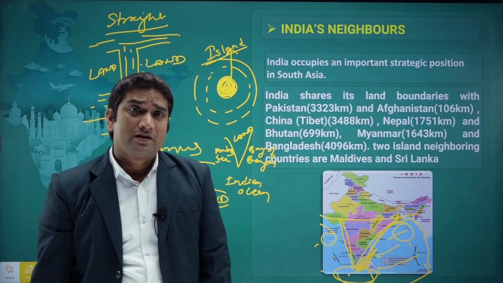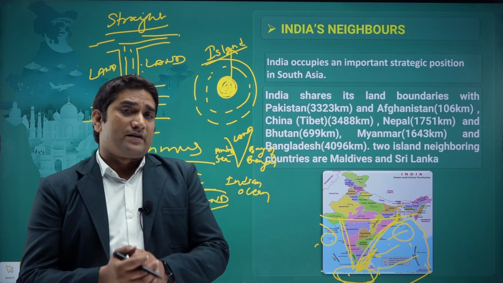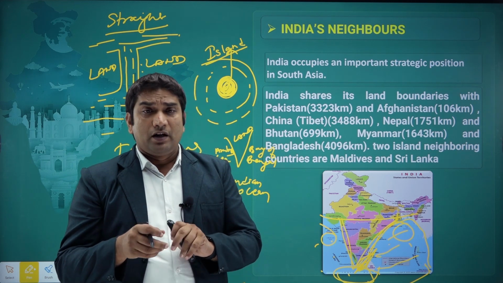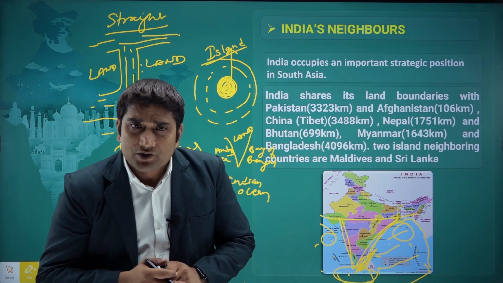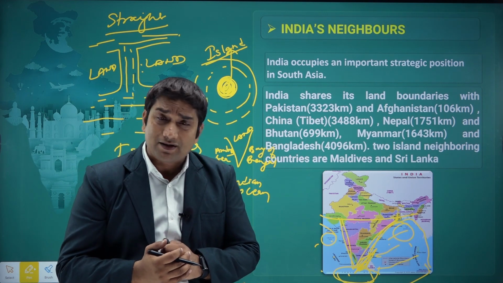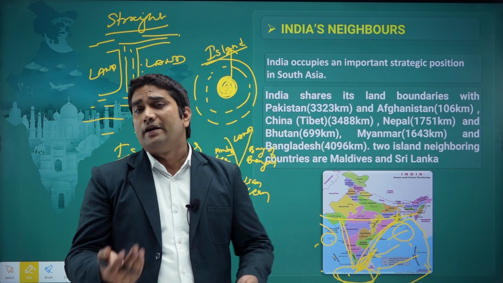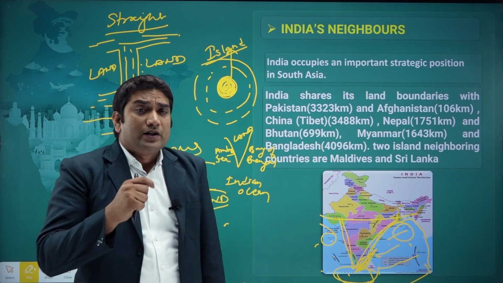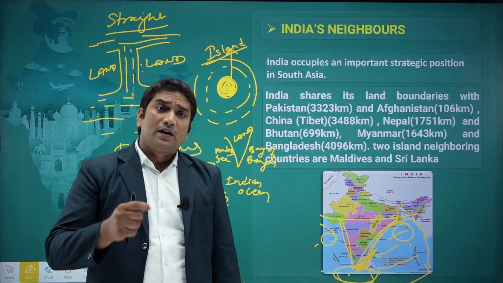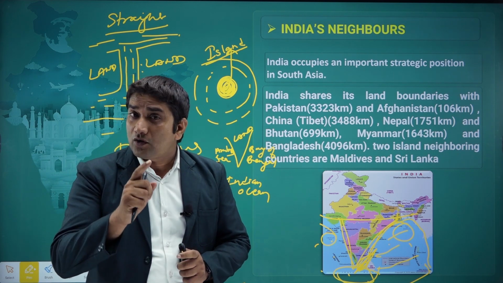Now one last point from this chapter: what is the Indian subcontinent? According to NCERT, the Indian subcontinent basically comprises 5 countries: Pakistan, Nepal, Bhutan, India and Bangladesh. These are the important 5 countries which come under the Indian subcontinent. Why do we call it the Indian subcontinent and include these 5 countries? Because the geographical features are almost similar in these countries. That's why we call it the Indian subcontinent. So these 5 countries are included according to NCERT.